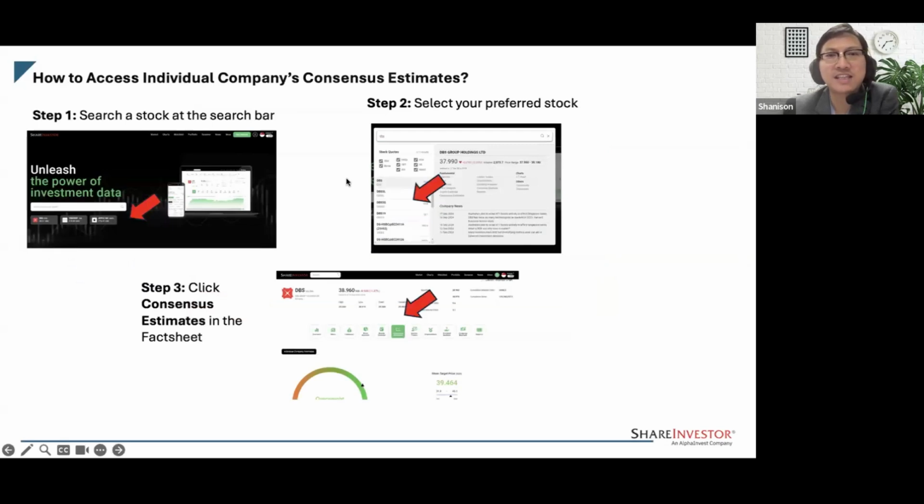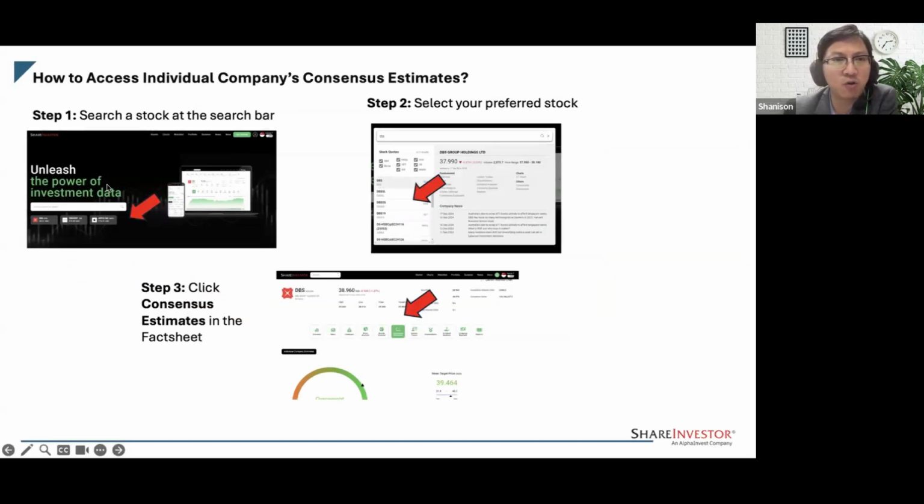If you want to assess an individual company's consensus estimate, let's say you have one company you want to do more research on, and you want to see whether you should buy or sell the stock, or what to do if you already have the stock, this is where you look for the individual company's consensus estimate.